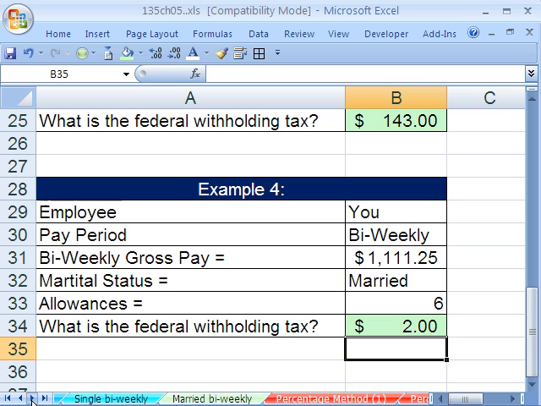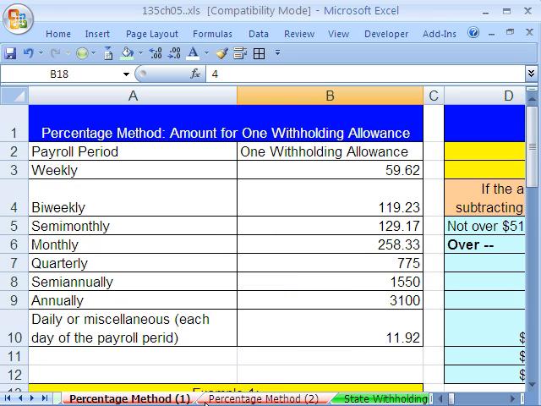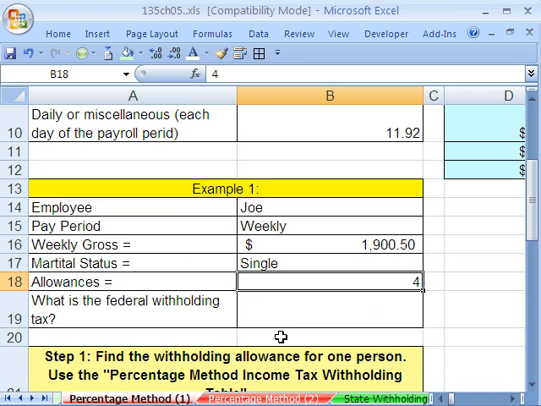All right, let's go over and do the percentage method. And we're going to have 2 examples. This one has a lot of steps. Let's look at our employee first. We have Joe. Pay period is weekly. Gross earnings, there they are. Marital status, single. We have 4 allowances. We got to figure out what is the federal withholding tax.